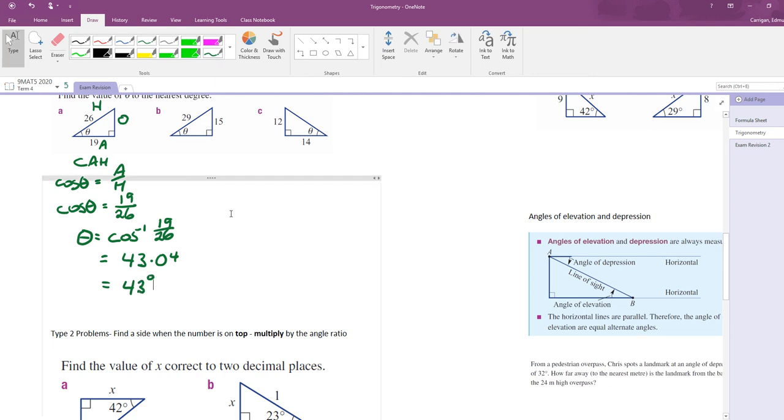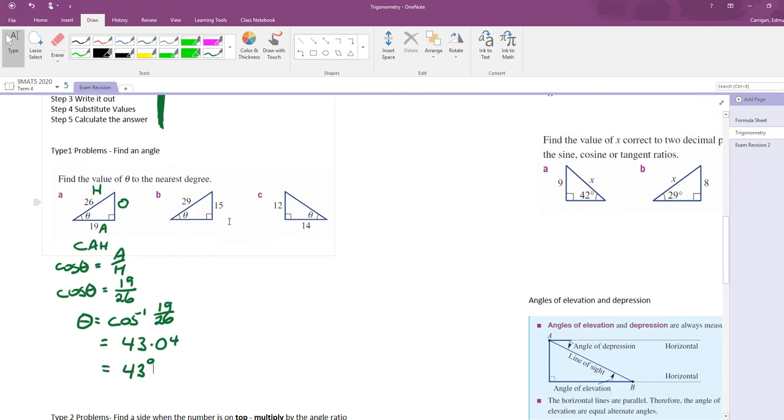All right. Now the next ones, you're just going to do them all the same. I'm going to do C. I'm going to look at it and label it. I've got an O, I've got an H here, and I've got an A. When I'm looking at this, if I write it out, I haven't got a number next to the H, so it's going to be TOA. I've got the O and the A. Tan theta is equal to O on A.